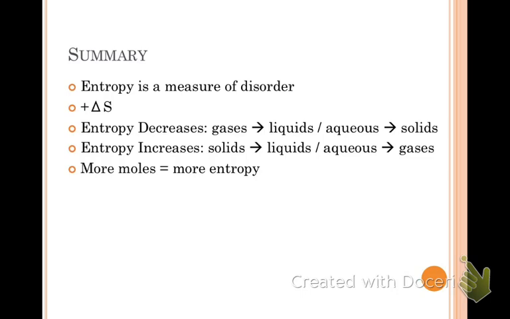To quickly summarize, entropy is a measure of disorder. We use delta S as a symbol for that. A positive delta S is going to be thermodynamically favored, meaning it's going to be more spontaneous. It will happen without too much input of energy. Entropy will decrease when you go from a gas to a liquid or aqueous to a solid, and entropy will increase when you go from a solid to a liquid or an aqueous to a gas. And if you're given a chemical equation and there are all the same states of matter, look at the number of moles, or the coefficients in the front. If you go from a side that has fewer moles to a side where the products have more moles, then you know that you've increased the entropy.